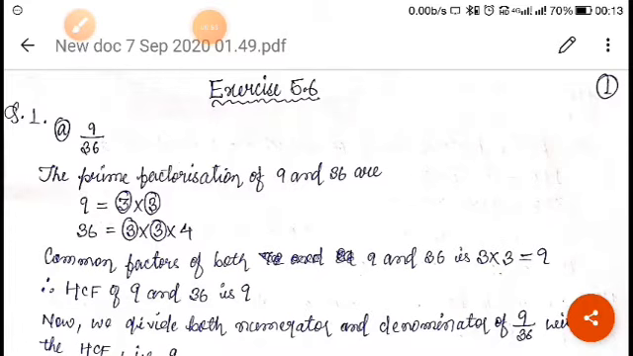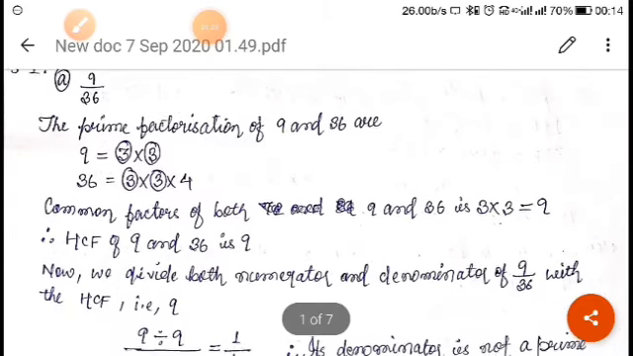In exercise 5.6, page number 80, you can see what is written in question number 1. By converting into simplest form, which one of the following fractions doesn't have a prime number in its denominator? It means we have to convert. Suppose we are taking 9 by 36. We have to convert this 9 by 36 into the simplest form, and after converting, we have to check whether its denominator is a prime number or not. So we have to identify this.